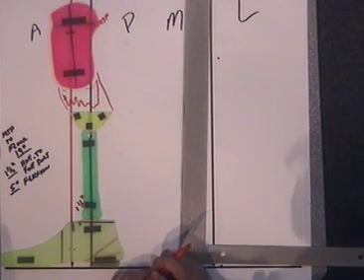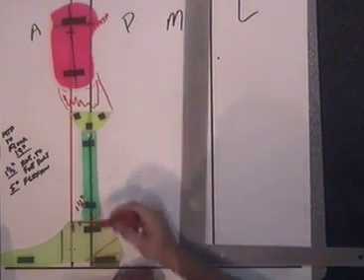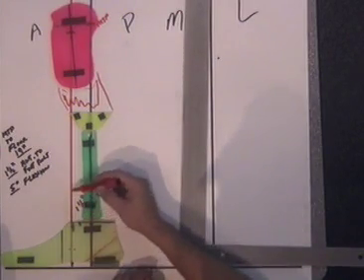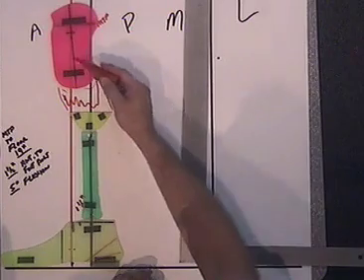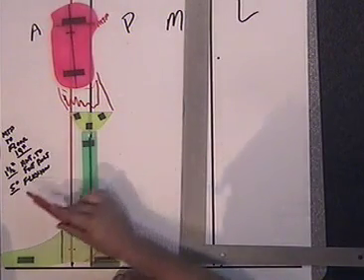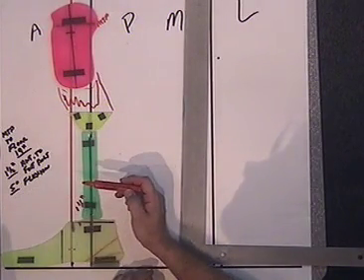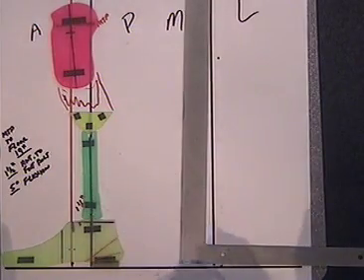And so that would be a properly bench-aligned prosthesis in the sagittal plane. So we have 5 degrees of flexion, 1.5 inches of anterior placement to the foot bolt, and we have our 5 degrees of flexion also.